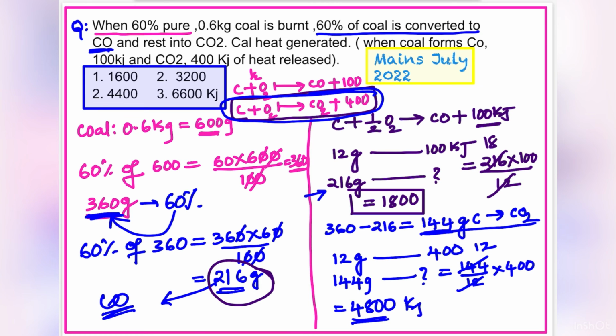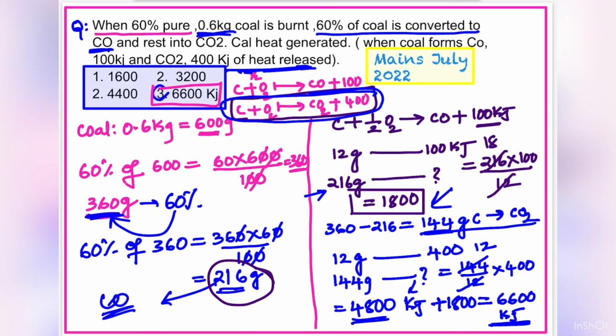4800 kilojoules. But the question asks us to calculate the total heat generated when the 60% pure 0.6 kg coal is burnt. For that we have to add both the things. So 4800 kilojoules plus 1800 kilojoules equals 6600 kilojoules of heat released. So the answer for this question is 6600 kilojoules. The fourth option is the right option. Thank you.